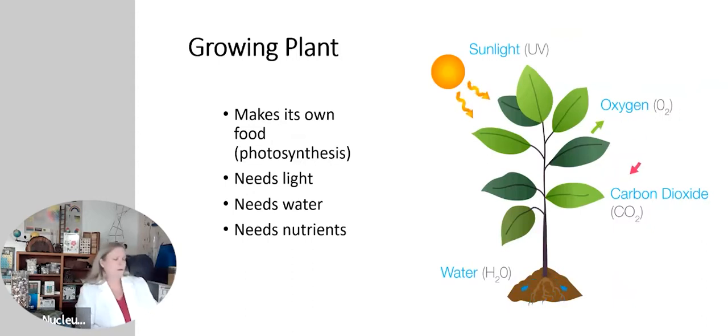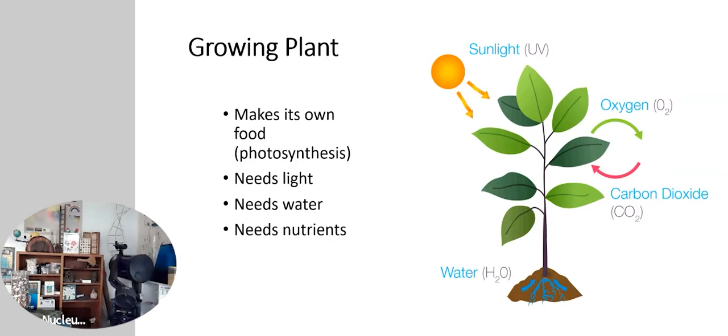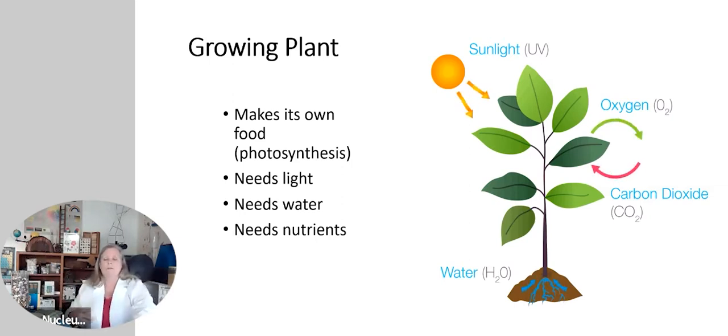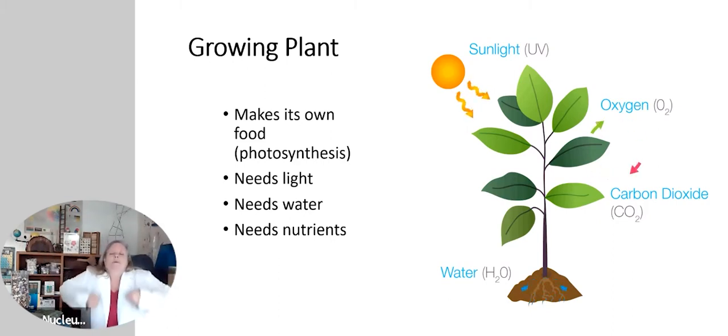Now, looking at this picture of a growing plant, a plant makes its own food, again, through photosynthesis, and a plant needs sunlight. So if you look at that picture, sunlight's coming down onto those leaves. Those leaves are catching the UV light, ultraviolet light. And then as it's going down, you also see down at the roots, the roots are pulling up water from the soil. Water's H2O, hydrogen and oxygen bond together to make water. So the sunlight's pulling in from the leaves, water's pulling up.